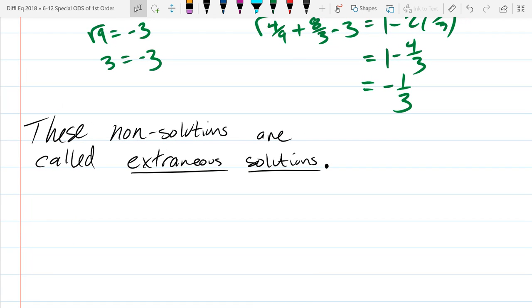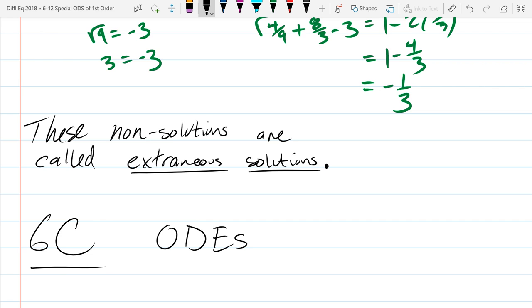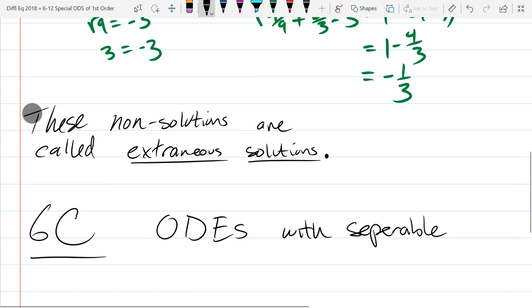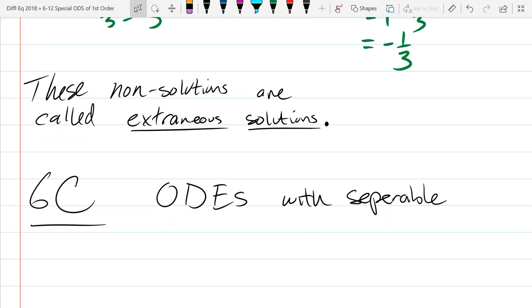So now we're officially ready to start the regular section 6. I think in your book it's called 6C. These are ODEs with separable variables. So these are ordinary differential equations, which are equations with no partial derivatives, and separable variables.